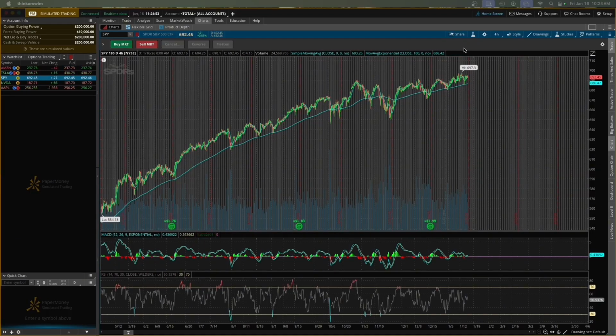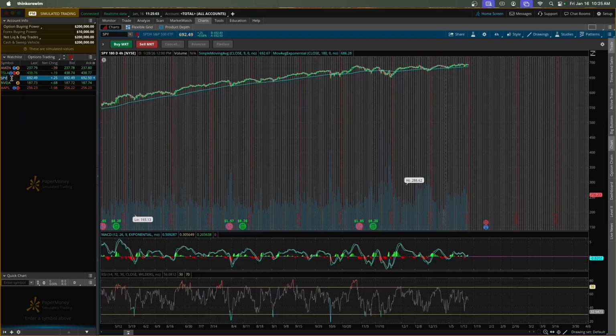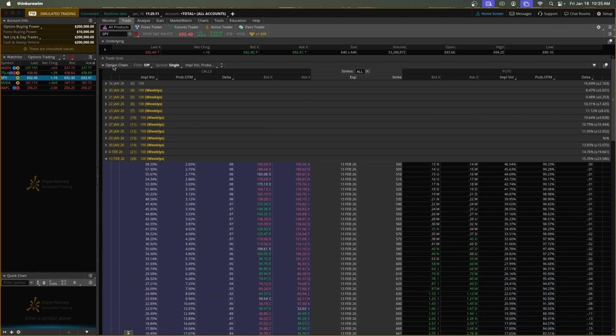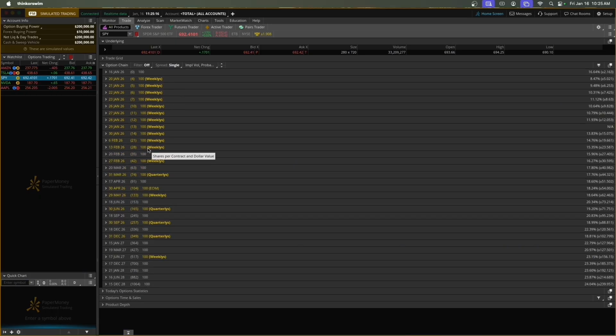The next thing that I do is, once I've identified something, let's just say that SPY has come back down to the EMA and it looks really, really good. Yeah, let's just use SPY. Let's say that SPY has come down and it's right here, right? The next thing that I'm going to do is I'm going to come into the options chain and I'm going to pick an expiration, okay?